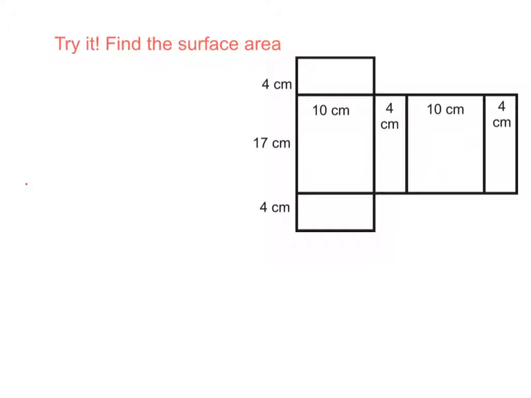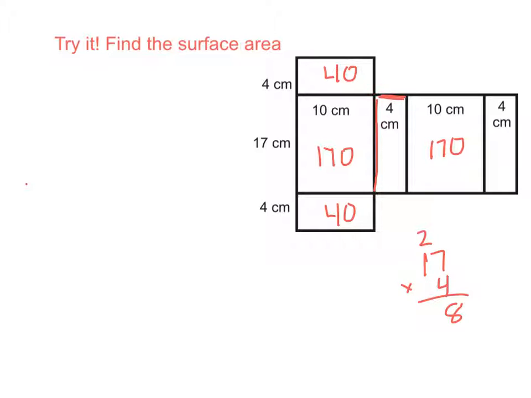I have 4 times 10, which would give me 40 in this box. And I know that this box will match. Okay? 10 times 17 will give me 170. I know that this box will match. Now 17 is this long length here, and this one is just 4, so 17 times 4, I don't know that off the top of my head. 68.